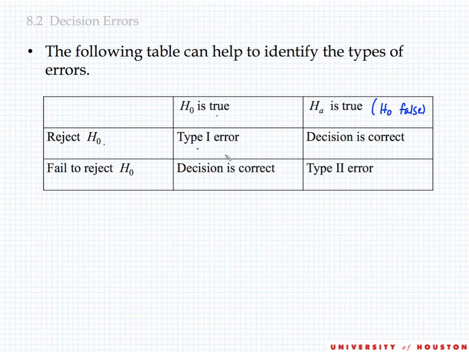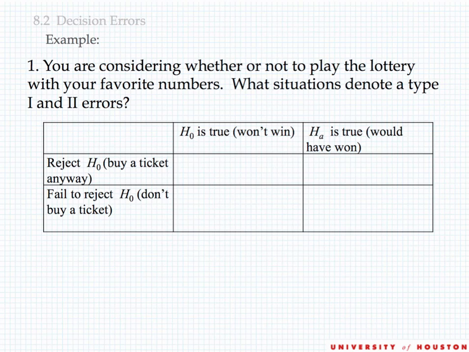So if we can organize our information from our problem in this chart, it can help us identify the type 1 and type 2 error more easily. Let's look at an example. You are considering whether or not to play your lottery tickets with your favorite numbers, so you have a chosen set of numbers. What situations denote the type 1 and type 2 errors?